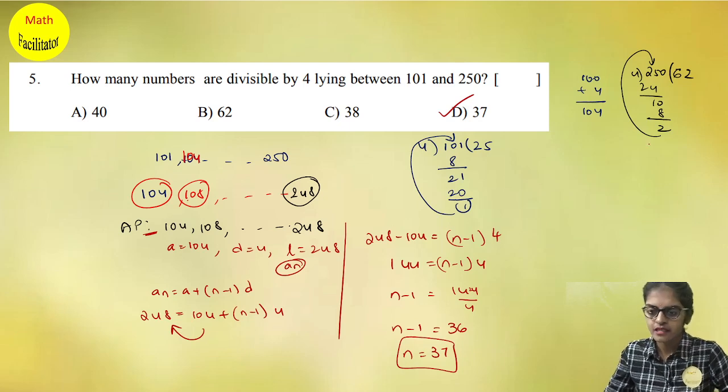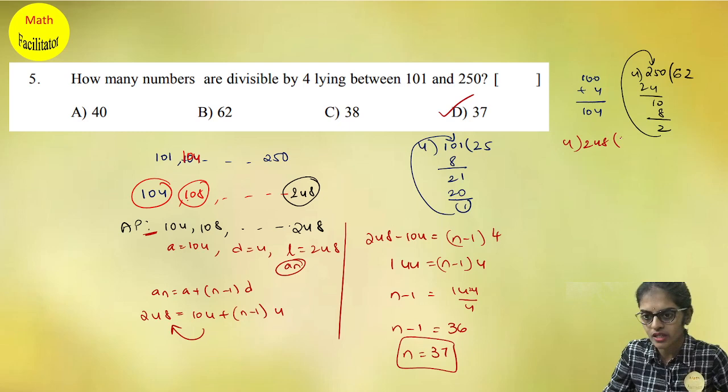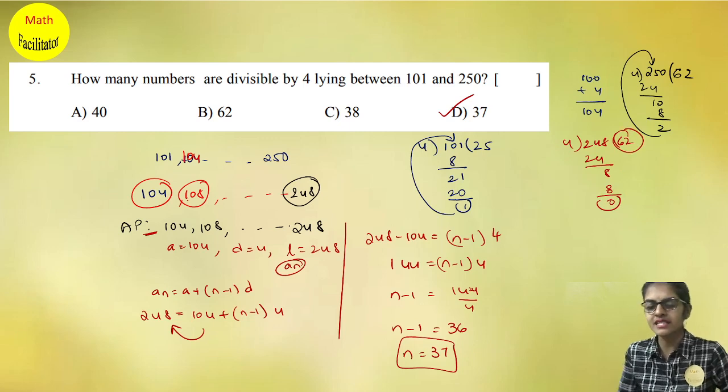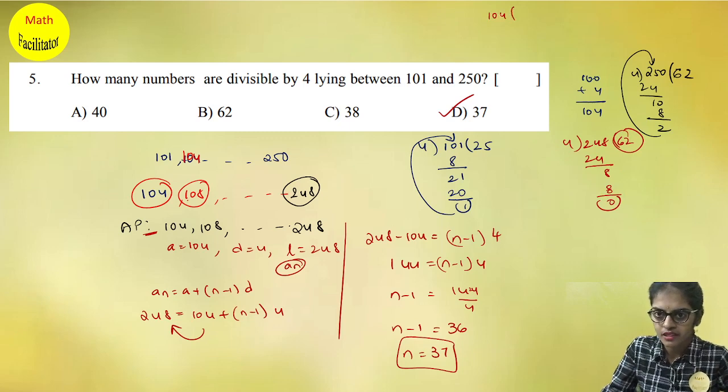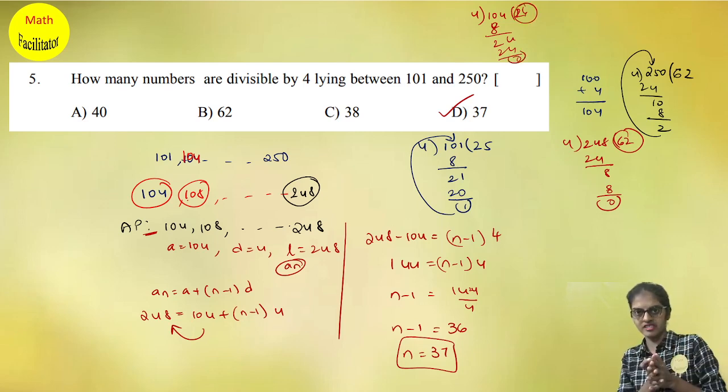The other method is when you divide 248 by 4. See what you are getting? 4 6s are 24, 4 2s are 8. So 62 numbers are there which are divisible by 4. Now 104, if I divide by 4, 4 1s are 4, 4 2s are 8, 4 6s are 24. Okay, so 26 numbers are there which are divisible by 4.